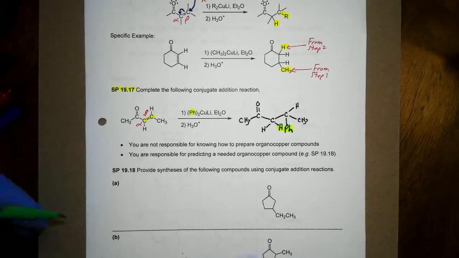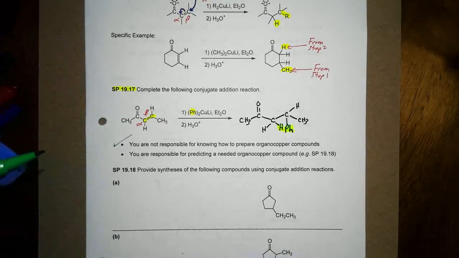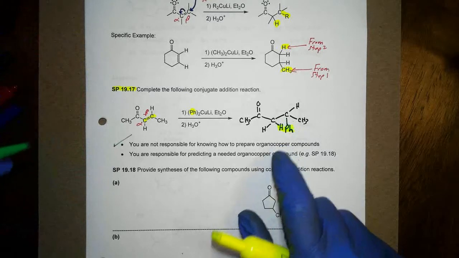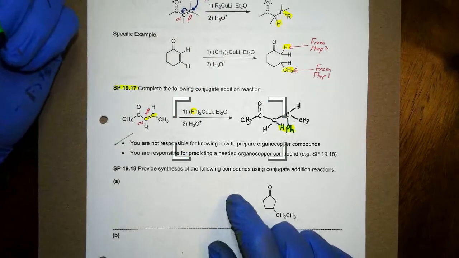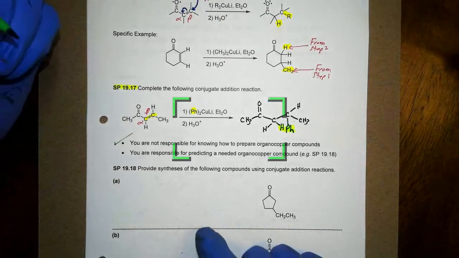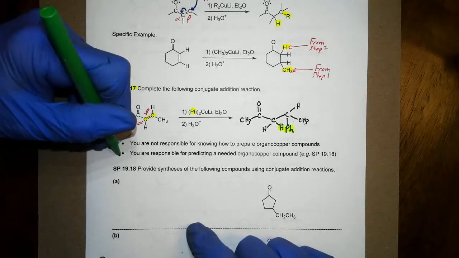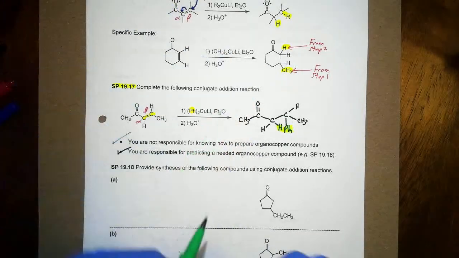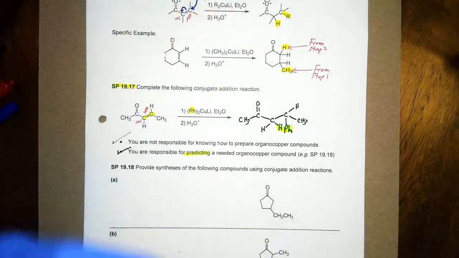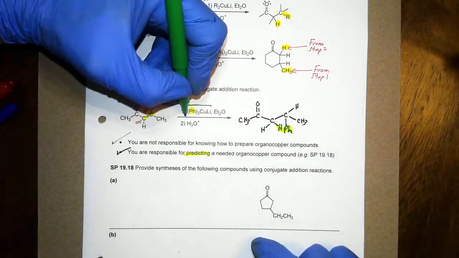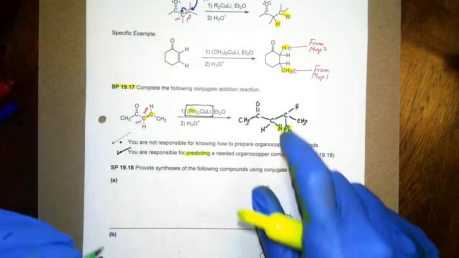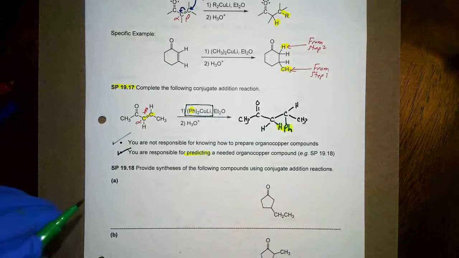So I have a few bullet points. You're not responsible for knowing how to prepare organocopper compounds. In other words, you don't need to know how to make these. It's not that hard to do, but you don't need to know that. But you are responsible for predicting. So we're going to do that in the next problem. In other words, what if this were an empty box, and you were given that? I would want you to be able to fill that box in.